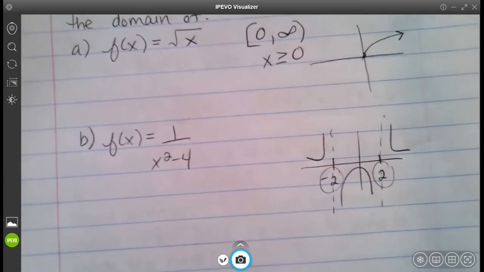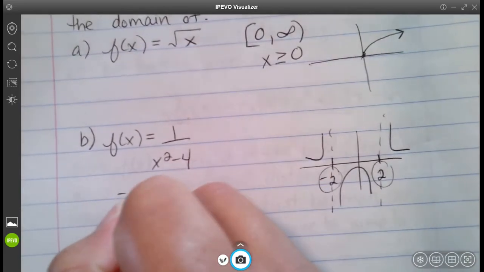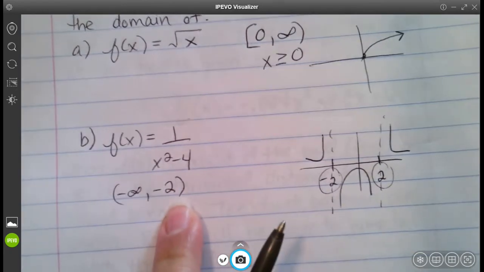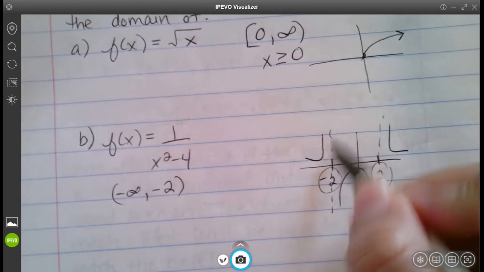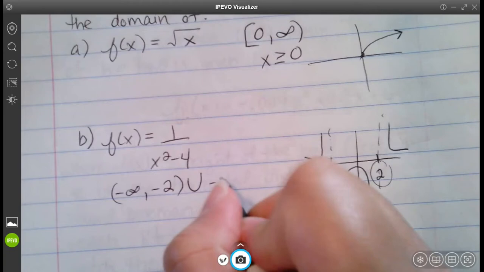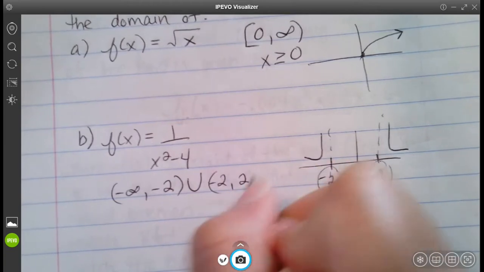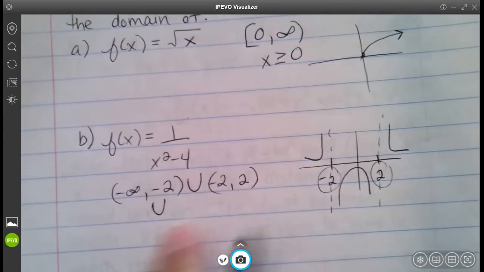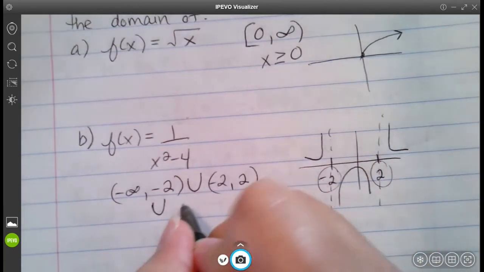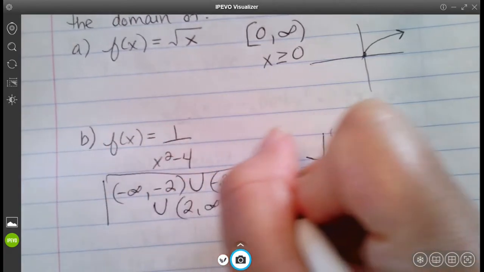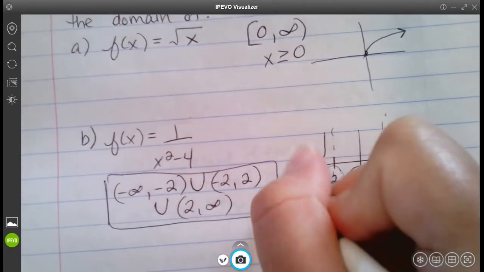a couple different ways. I'm going to do the one that has all three pieces. So we would say negative infinity to -2, and I'm going to put a parenthesis because it doesn't actually go through -2. Unite it with this piece in the middle. So -2 through 2. So that's everything in the middle. Also unite it with the rest of it. So 2 through infinity. So this is one way that we could write our domain.